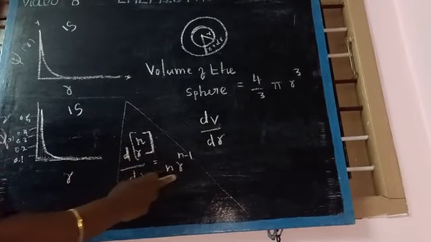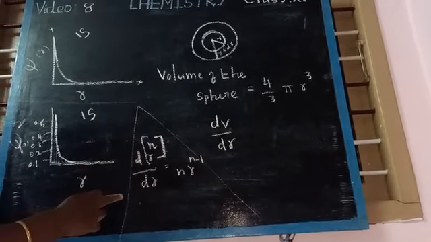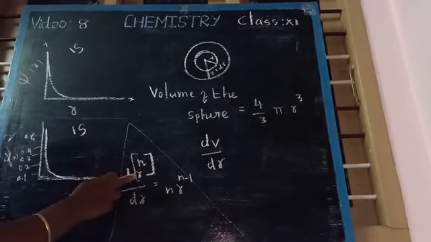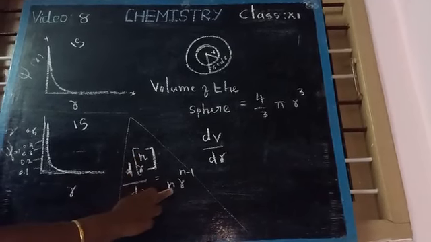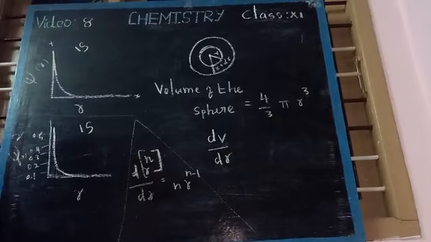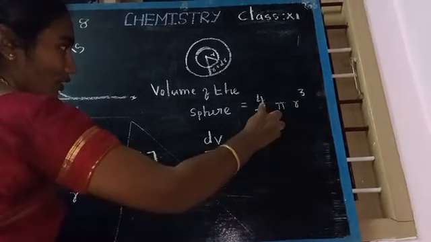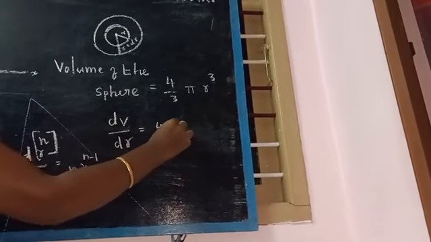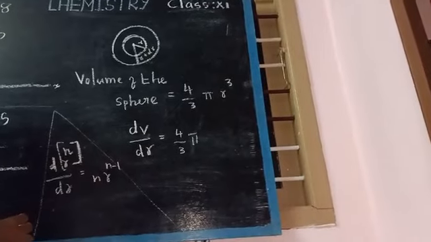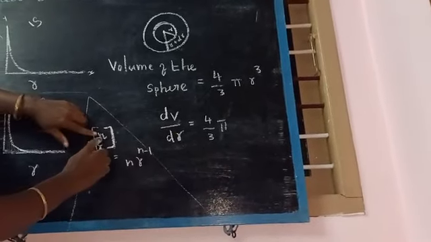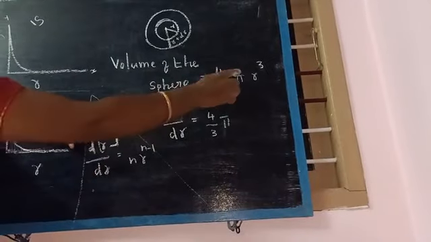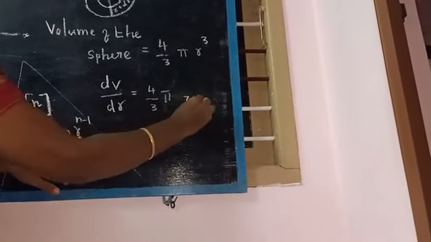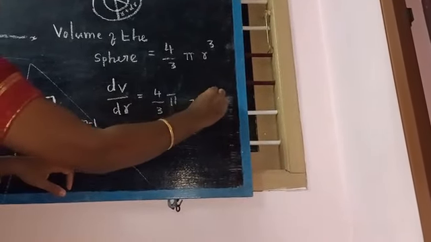This one was studied in the maths class. The general differentiation formula is d/dr of rⁿ equals n rⁿ⁻¹. Here 4/3 π is the constant. Now we differentiate only r³, so here n equals 3. So 3 r^(n−1), that is 3 minus 1, which is 2.